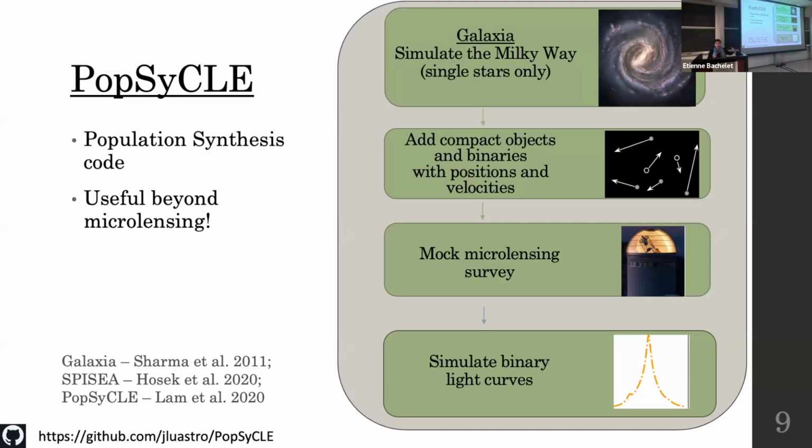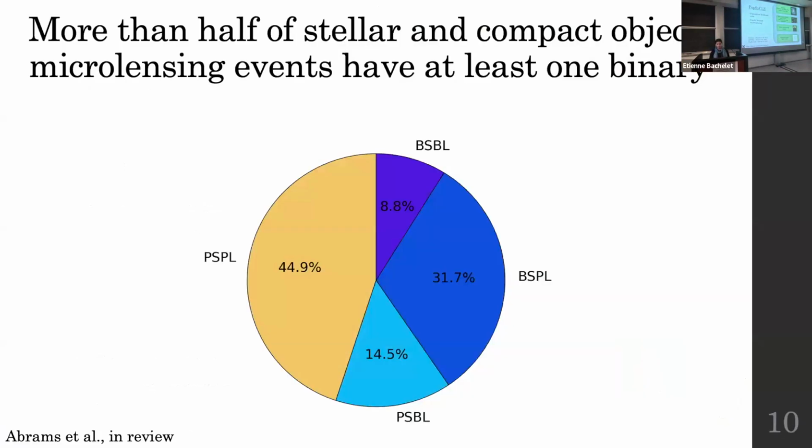You could actually then take the population there, use it as a galactic model, do any sort of science that you'd like. But we'll go on and do a mock microlensing survey and simulate binary light curves to make further observational cuts. So we find that more than half of the stellar and compact object microlensing events have at least one binary in the simulation, either as binary lens, binary source, or both.